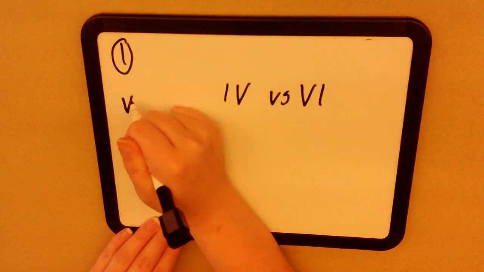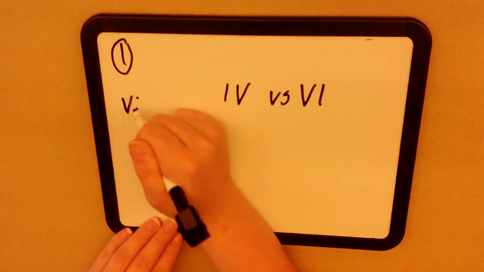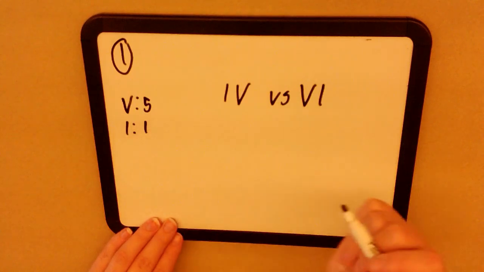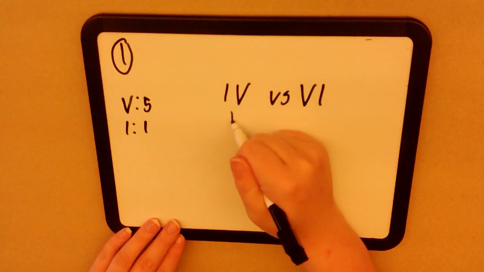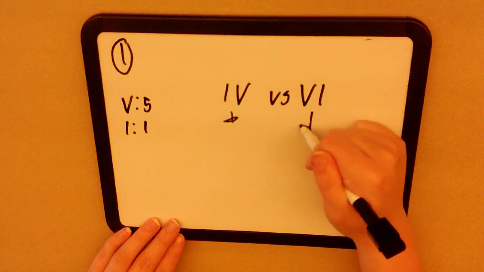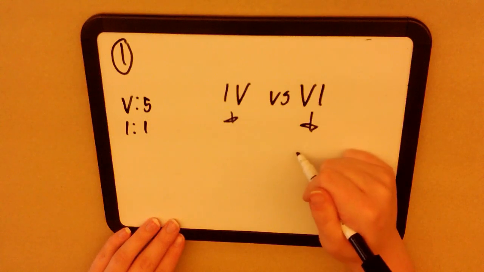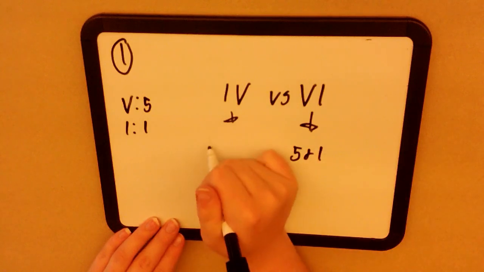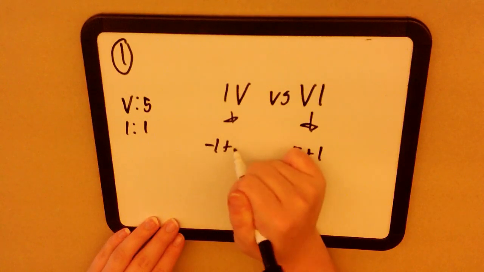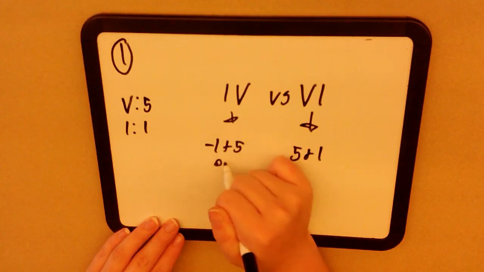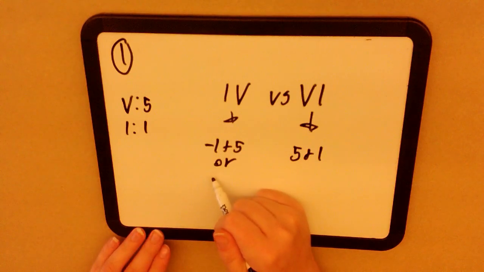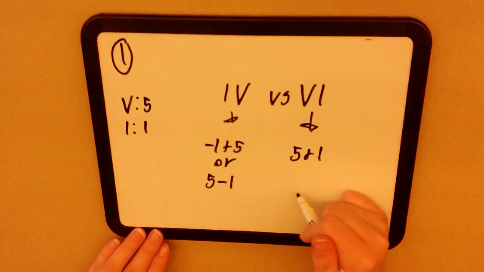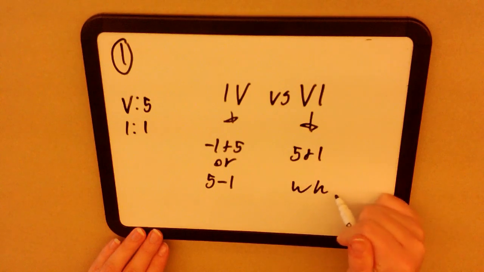So we're going to look at number 5 or V equals 5, and then I equals 1. And so we can understand here that if it is after the V, then that is going to be 5 plus 1. But if it is before, it can either be taken as -1 plus 5 or 5 minus 1. So yes, you are going to be subtracting if the little number is before the big number.